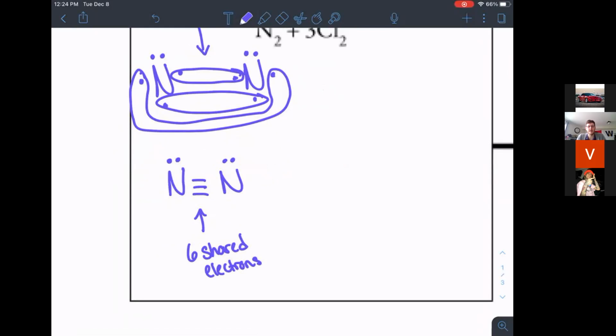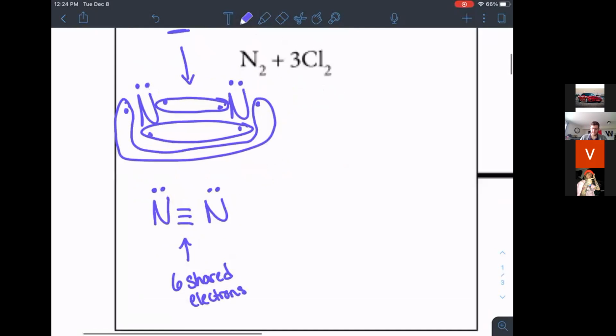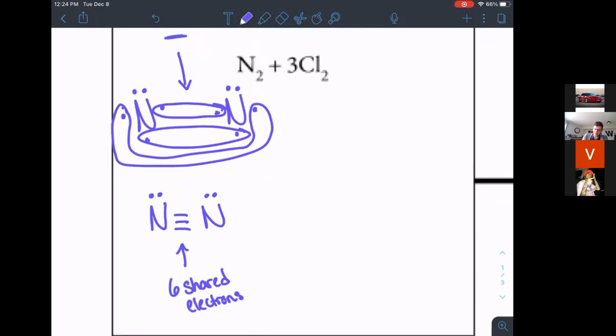Drawing our molecule for nitrogen. Now, if we look at chlorine, there's 3 of them, which we're going to need to know for later. But if we look at just one chlorine molecule, we have chlorine and chlorine, and each of our chlorines has 7 valence electrons, which means 1, 2, 3, 4, 5, 6, 7. So both of them need to have 7.